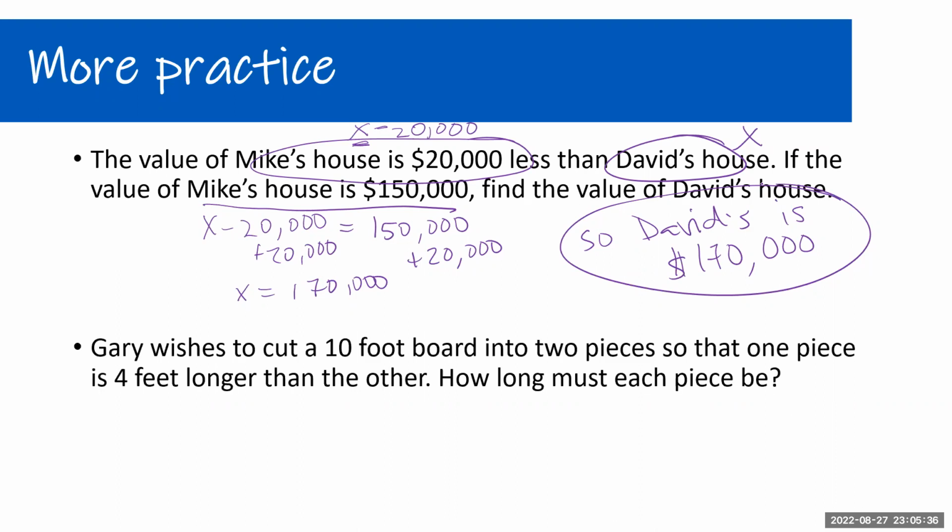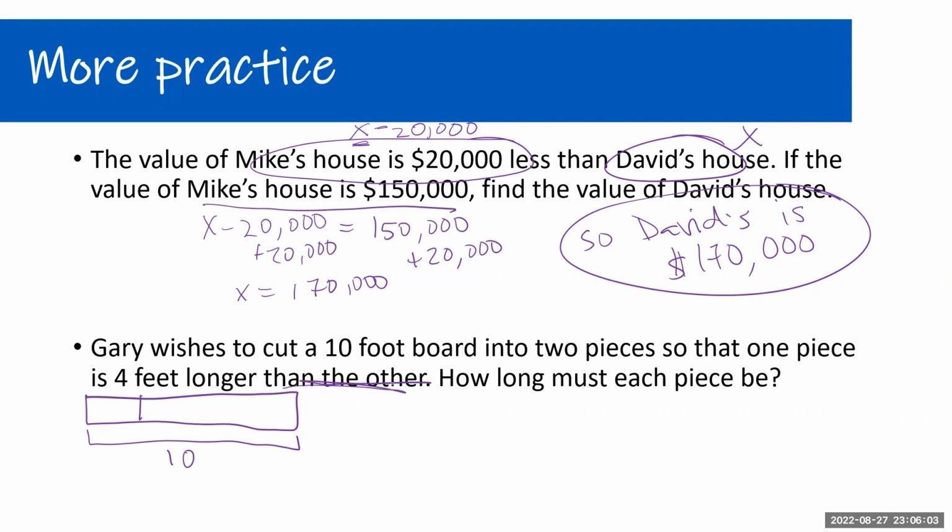Now, what if Gary wishes to cut a 10-foot board into 2 pieces so that one piece is 4 feet longer than the other? How long should each piece be? Some people might want to draw a picture here. Now, obviously, this isn't going to be to scale. But you know that you have a longer piece and a shorter piece. And you know that the whole thing is 10 feet. Okay?